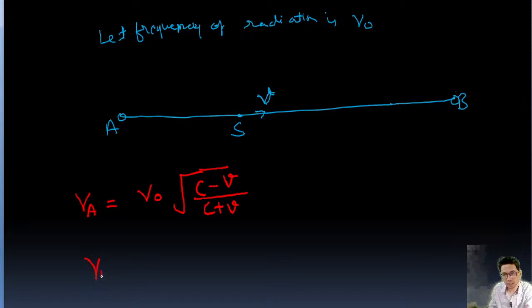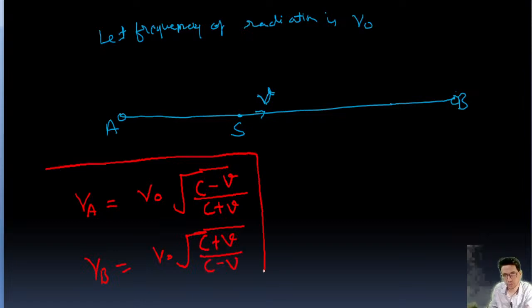Similarly, nu B is nu 0, and here you can see the radiation is approaching, coming towards B. So coming towards means C plus, C plus V upon C minus V. This formula you need to understand. These are important formulas. This is a formula based question. If you know the formula, you can easily solve this question.